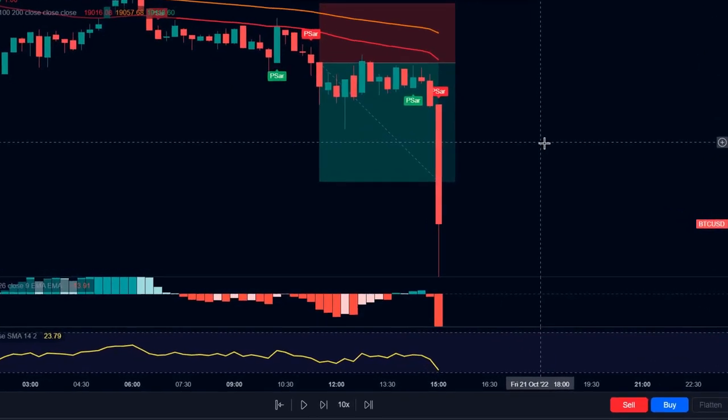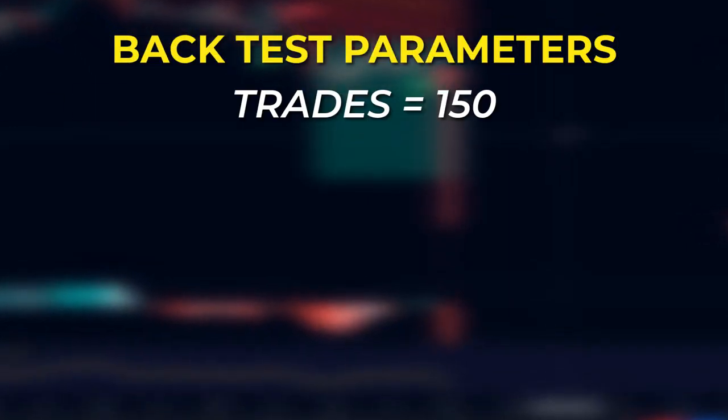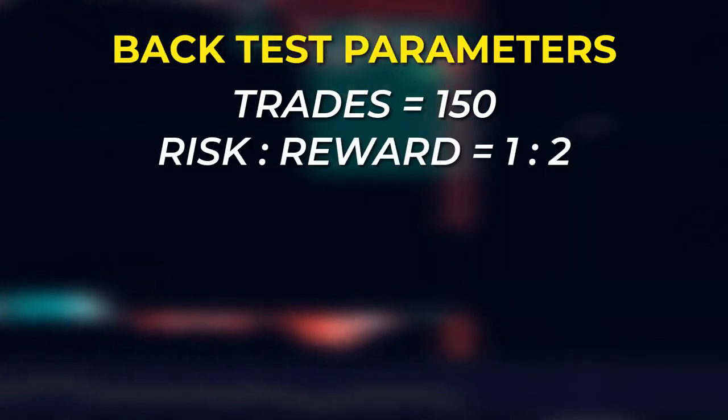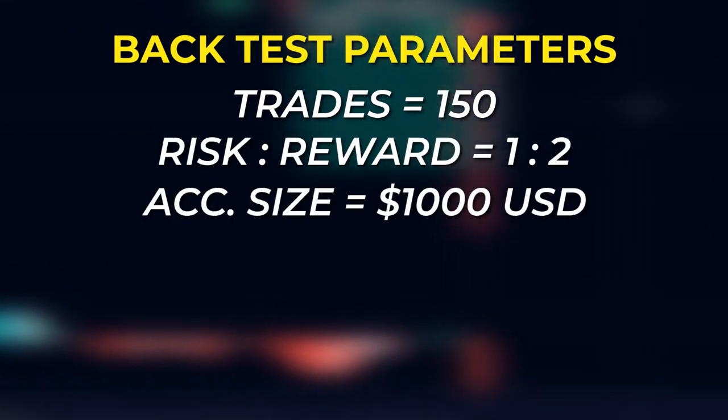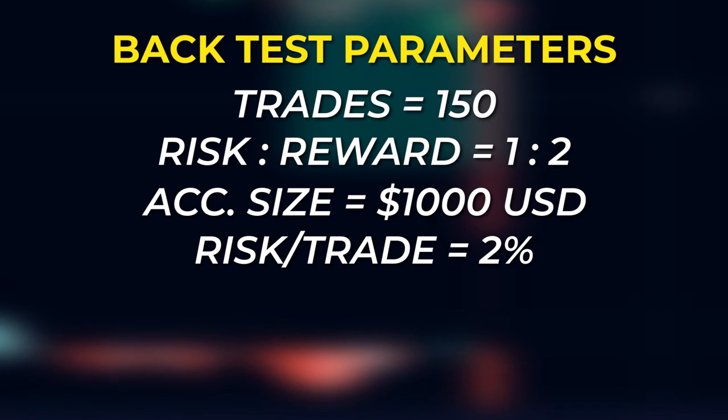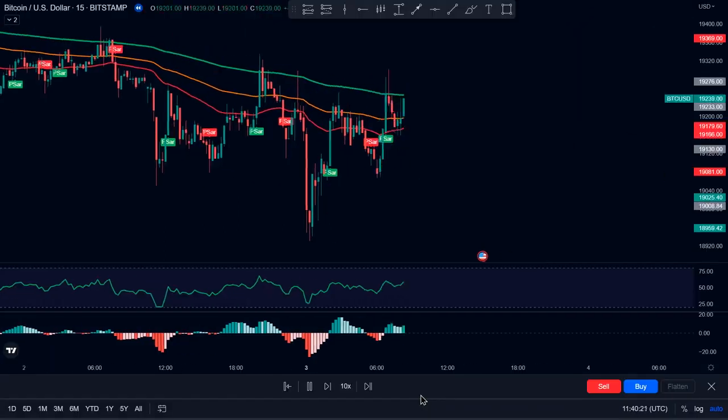Well, to answer that, I'm gonna backtest it 150 times using a risk to reward ratio of 1:2. The account size is gonna be set at $1,000 and we're gonna be risking 2% of that every time we take a trade. Let's get into it.